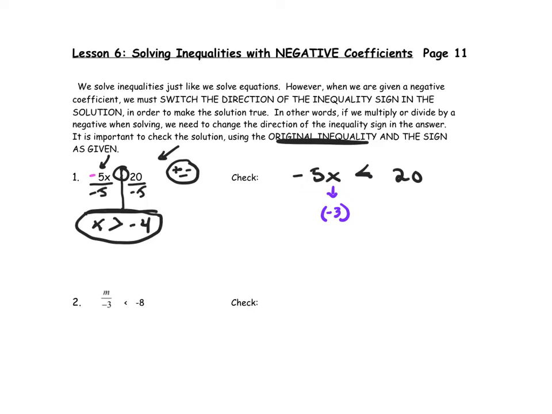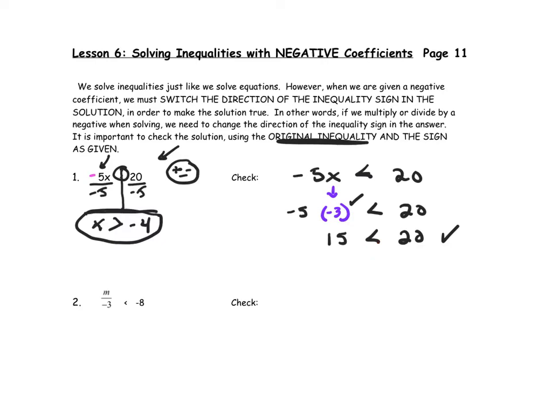And I have to multiply that by negative 5. And when I get done, my solution should be less than 20. So if I multiply negative 5 by negative 3, I'm going to get positive 15. And that is indeed less than 20. So when I used a number that was greater than negative 4, my solution, when I substitute it, was correct.